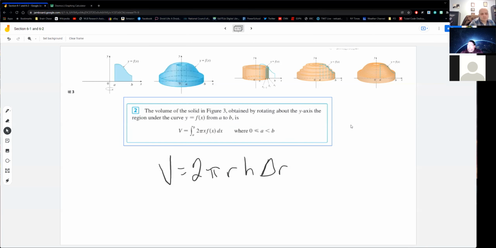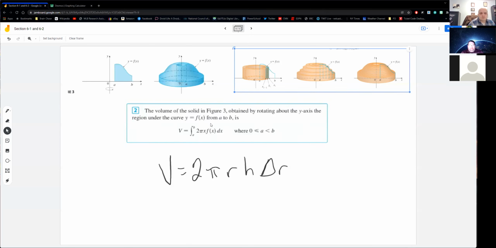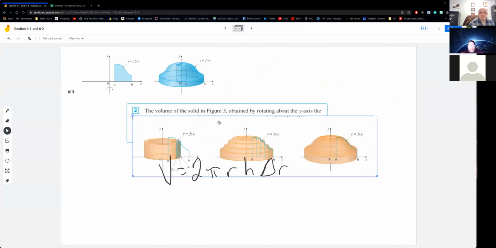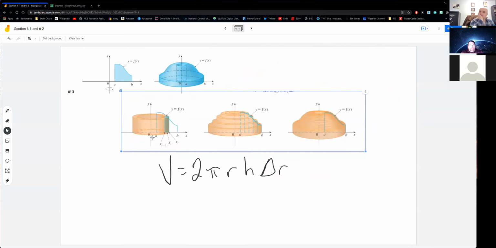Why is there, in the definition there, it says 2 pi x f of x? Right, because the x is always going to be x. My radius is always going to be x because that's telling me how far away from the middle I'm getting. If we look at this one right here, I'm looking at this slice, or this cylinder. My radius is from the middle out. That's x. It's from the y-axis out to wherever I am. So the radius is always going to be x.